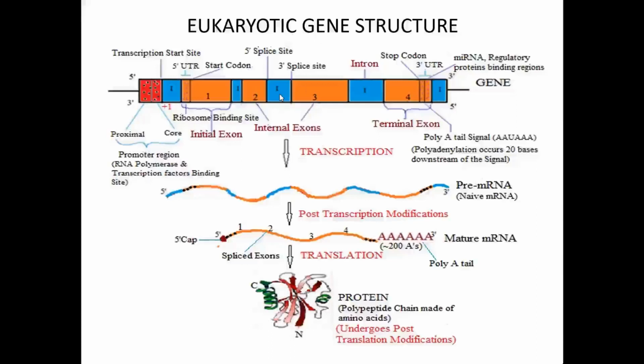This gene gives rise to mRNA by a process called transcription. The first formed mRNA is called pre-mRNA or naive mRNA. It undergoes post-transcriptional modification to form mature mRNA. And this gives rise to protein by a process called translation. RNA polymerase binds to this promoter region along with some transcription factors, and then they start the transcription process. The place where they bind, we call it the promoter region.